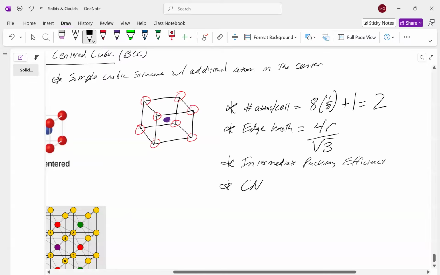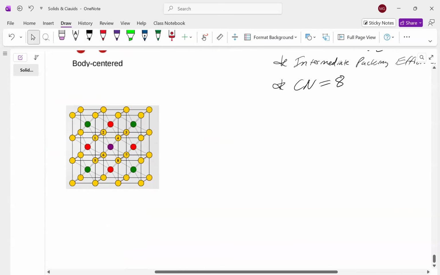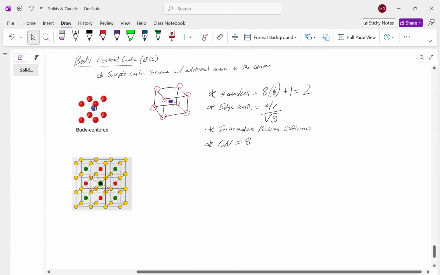And then the coordination number is 8. So remember that is how many atoms one single atom is directly attached to. And I have this diagram here to illustrate how this could be 8. So let's take the atom in the center here. This is in the center of a cube, and it's attached to all of the corners. So 1 through 8 there. And that's pretty much all the information to note about the body-centered cubic.